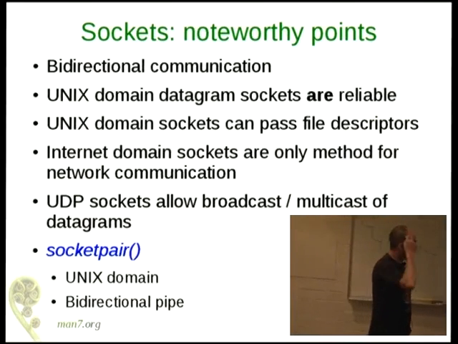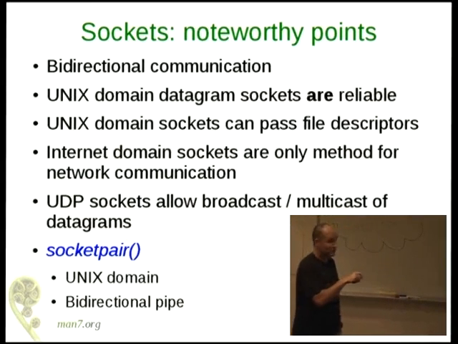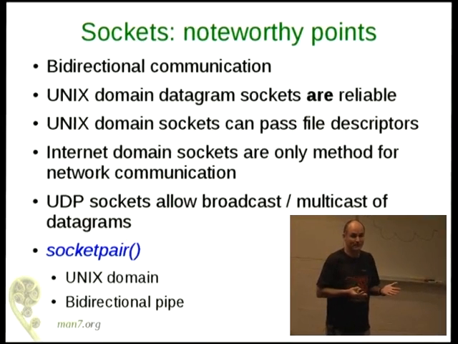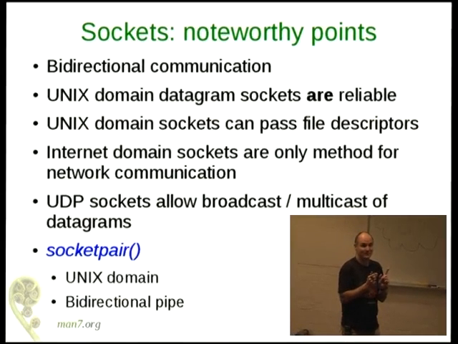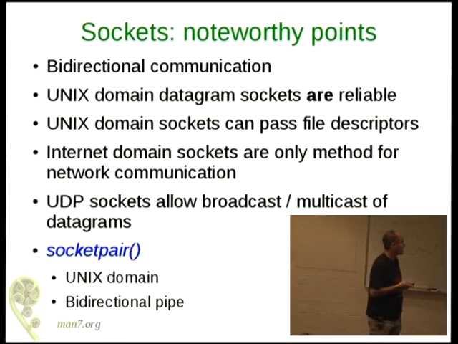One other system call that I didn't mention so far, but which again might be useful, socketpair, is a system call which creates essentially a bidirectional pipe. It looks just like a pipe call. You give it an array of 2 file descriptors. It gives you back 2 ends of a socket pair that you can then fork, and 2 processes can communicate in a bidirectional fashion using that socket pair.